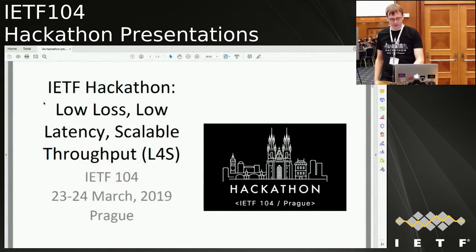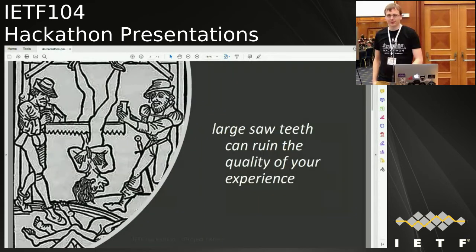Hi, so we made a hackathon for the low loss, low latency, scalable throughput architecture. And so this is mainly against fighting the bufferbloat that you observe at your bottleneck links when you have capacity-seeking TCP flows. So why is that bad? Well, basically, it builds up queues, and so it increases delay. And so if you want to do, for example, AR/VR workloads, it doesn't work.